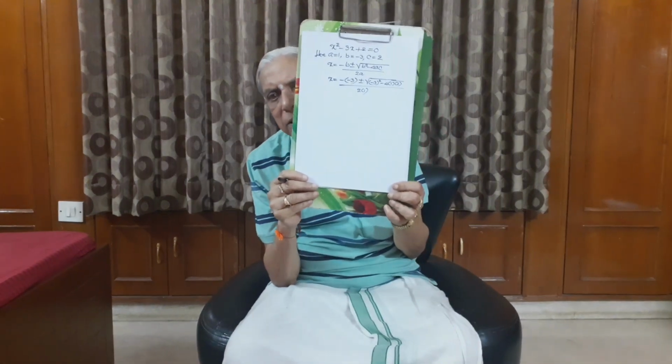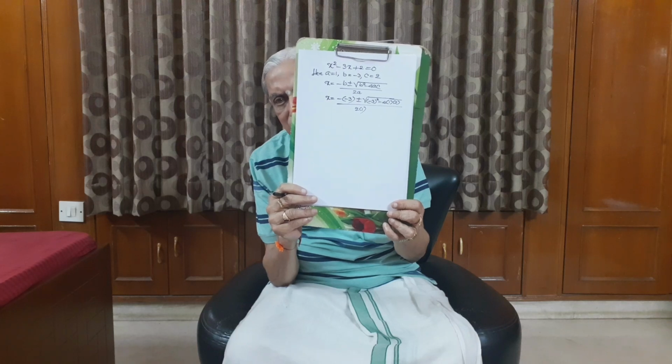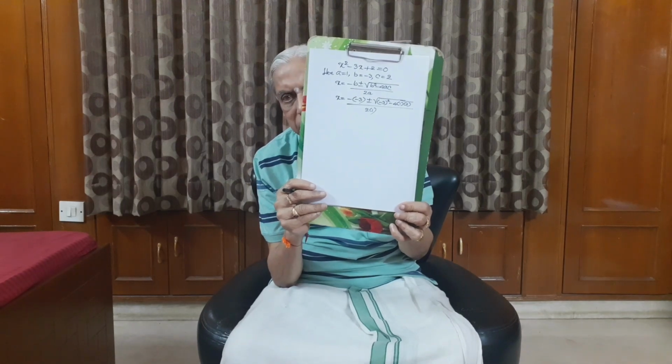X is equal to minus B, minus of minus 3, plus or minus square root of B squared, means minus 3 the whole square, minus 4AC, 4 into 1 into 2, whole divided by 2A, means 2 into 1. Please see that. I have substituted for A, B and C in the formula. Minus B means minus of minus 3.